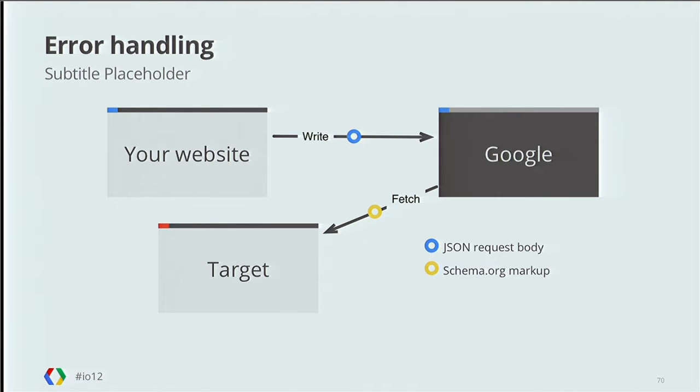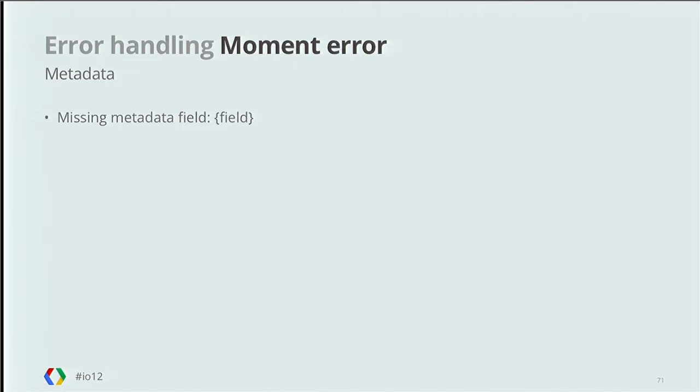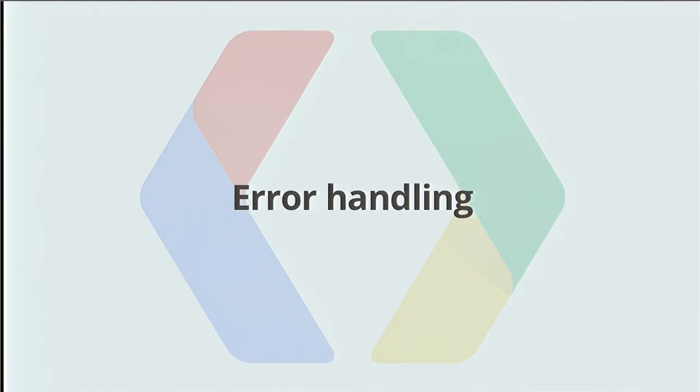And then we have errors here, right? We write a moment to Google, and then we fetch the target URL. And there's one that I'm going to look at, and that's a missing metadata field. So let's actually look at these in practice.